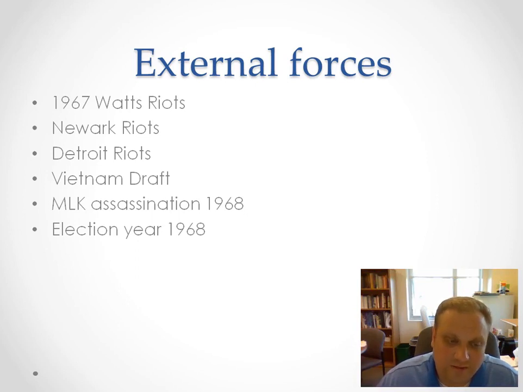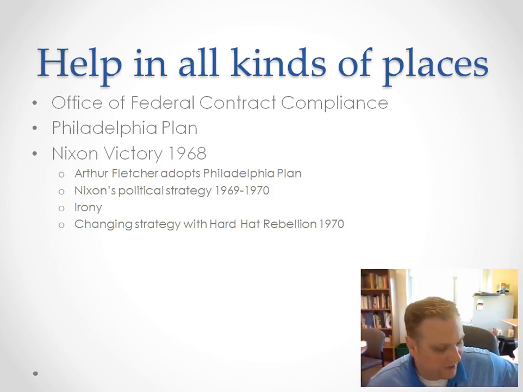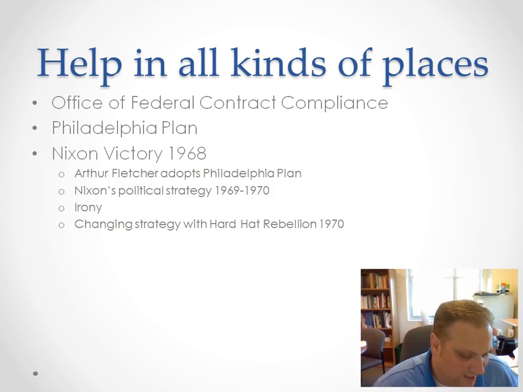Now, they do get some help in all kinds of places. One of the things going back was that during the Kennedy administration, there had been a form of affirmative action which was outlined in this law. And Kennedy, during this time, there was an Affirmative Action Act passed in 1961. It was JFK's Executive Order 10925.